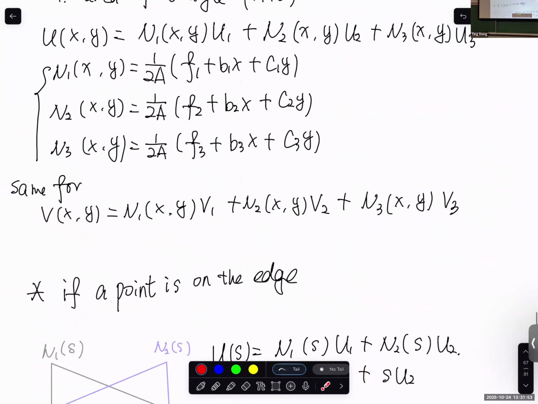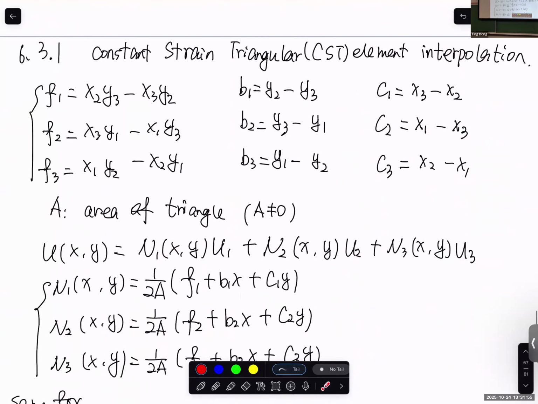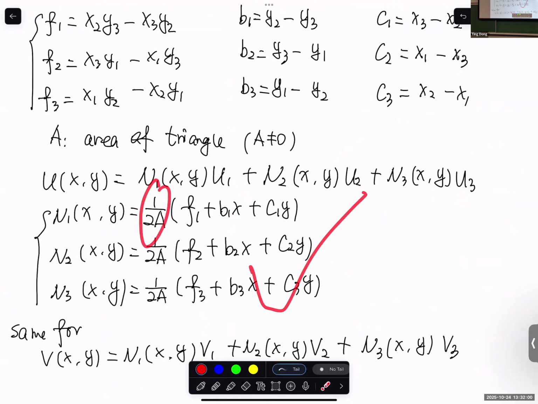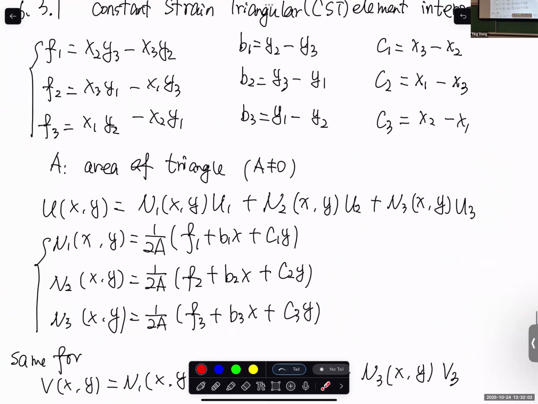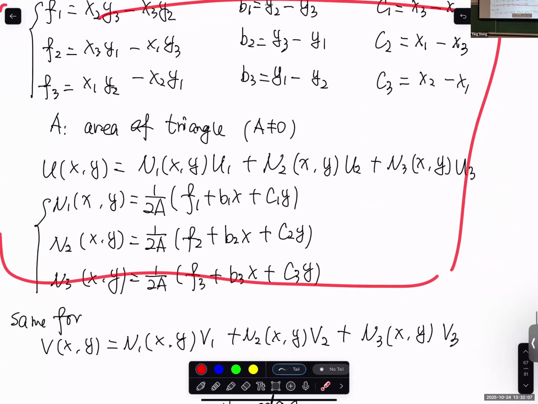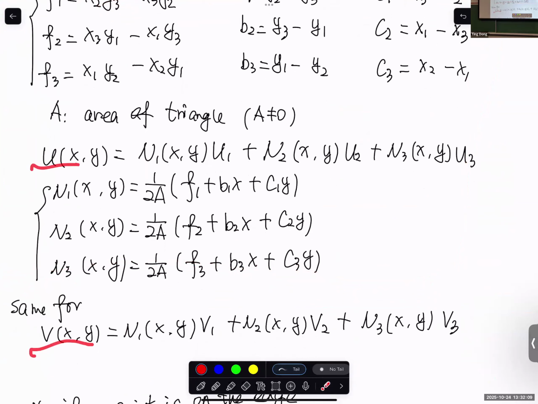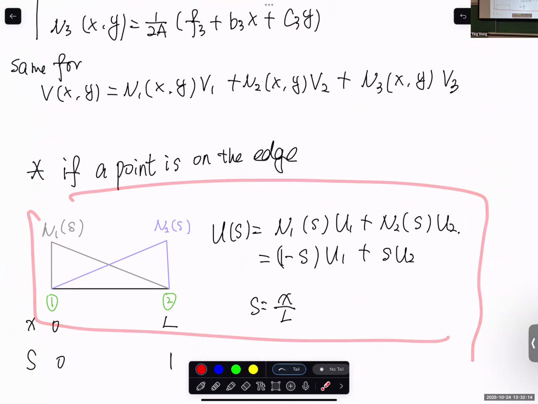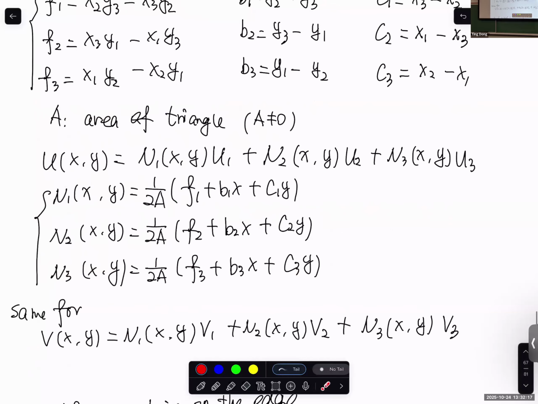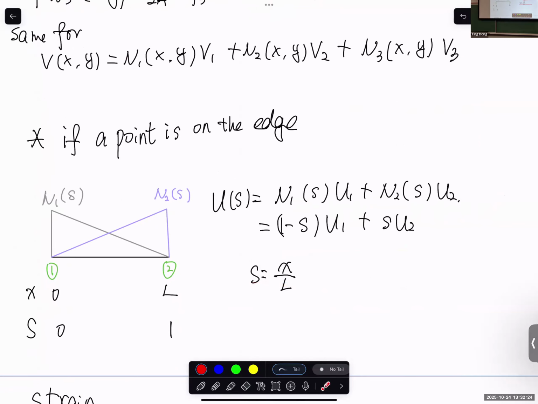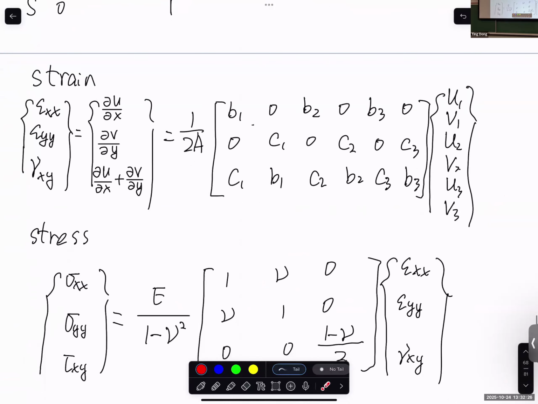CST element, we spent a lot of time just now talking about the CST element. This is the f and b and c and shape function, 1/2A, f and b and c. And of course, all these are provided in the equation sheet. So this is for displacement in x, displacement in y. And if it's a point on the edge, 1D interpolation can simplify your calculation a lot. You do not need to go through all these procedures if it's a point on the edge. I had one example showing you how to use 1D interpolation, to check the action node.